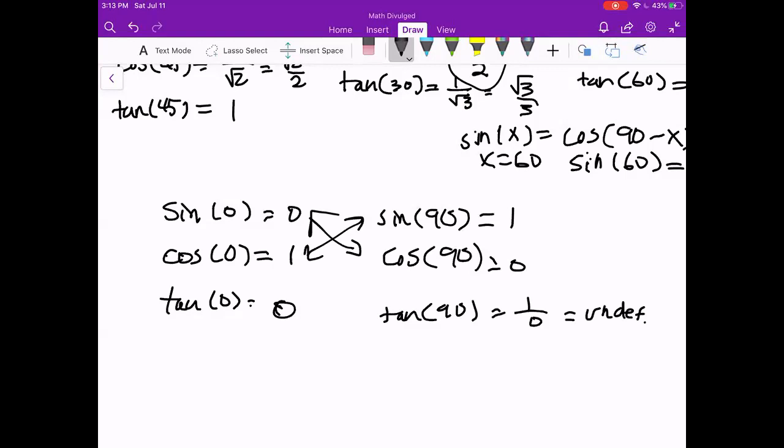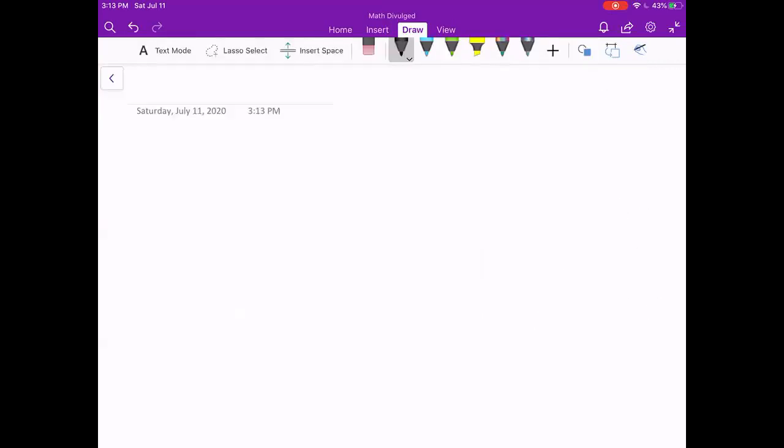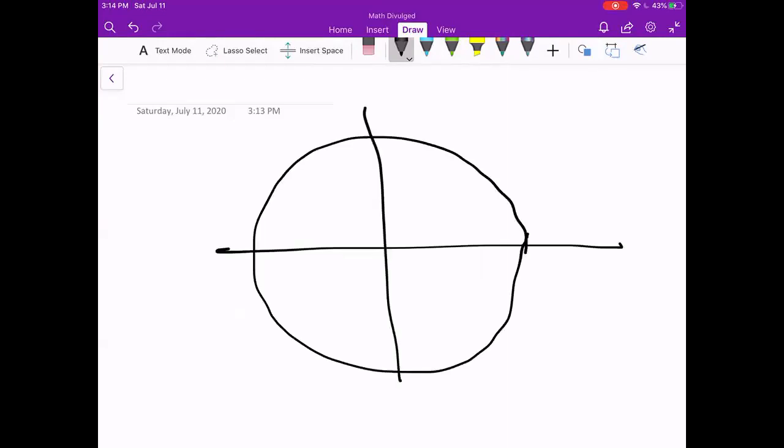So the reason that we can find this 0 value and the 90-degree value is because we can look at something called the unit circle. The unit circle is basically, as its name suggests, a circle of radius 1. So let me draw it out. It'll be a very crude drawing, but that's not bad.